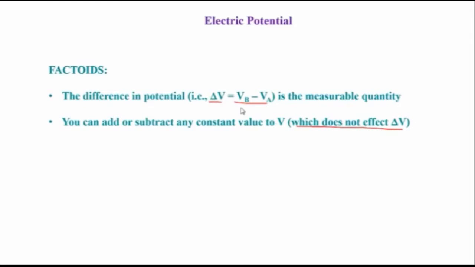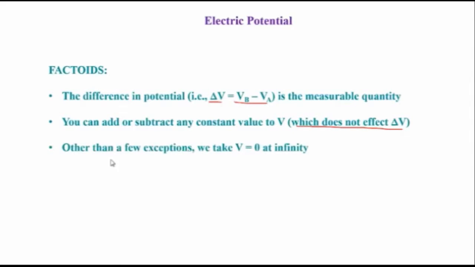So think of it this way. If I added to V sub B some V0, and I added an additional potential to V sub A, the minus sign would cancel the V0. So it would be plus V0 minus V0, and you end up with the same difference. And because that's the fundamental quantity, it really doesn't matter if you add a constant or not.